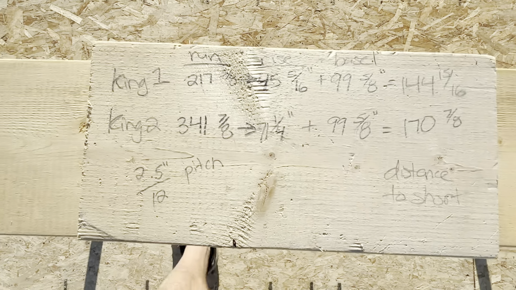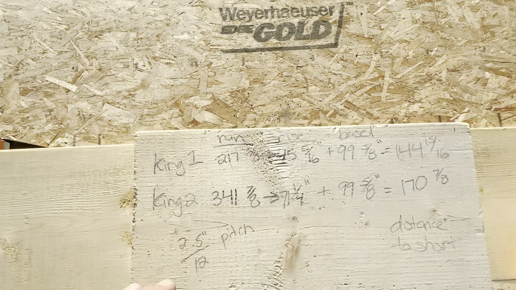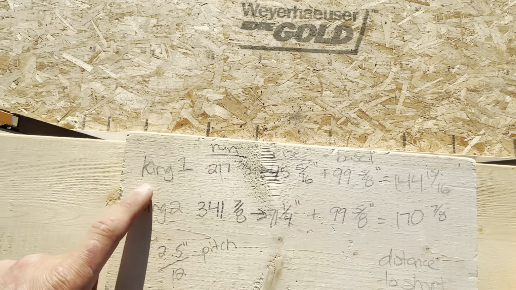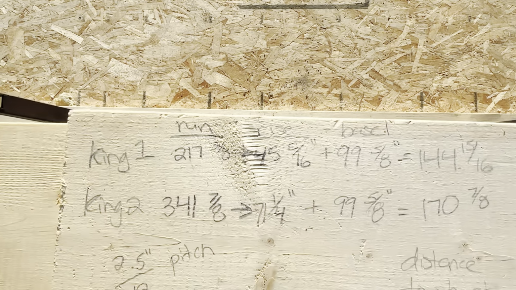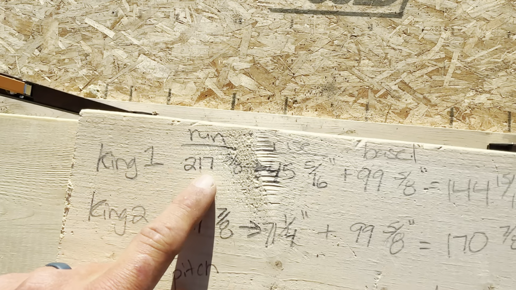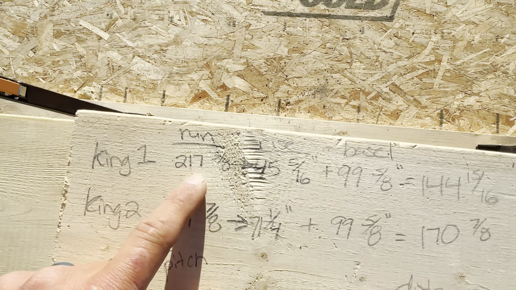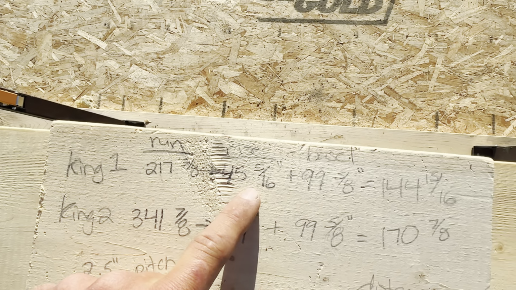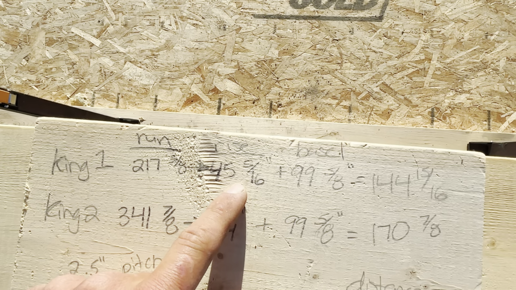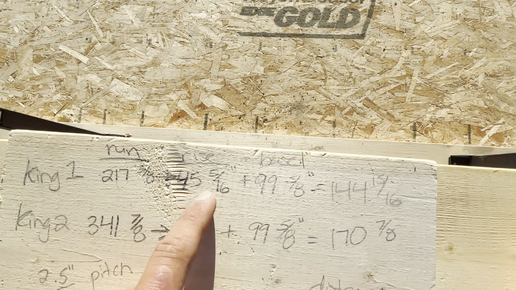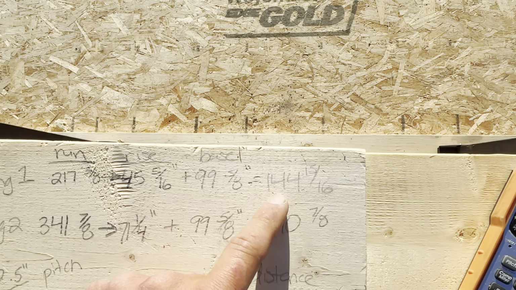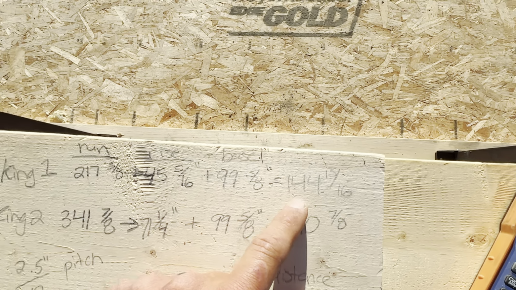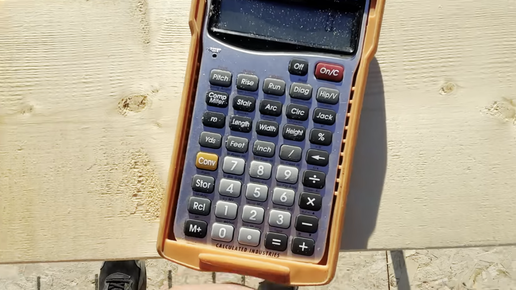All right, so building these rake walls, you need to figure out your kings, and they might not be on center. So to figure them out, basically you figure out your run. So how far you are away from your base. That can give you your rise. Off your rise, you add your base, which gives you your height of that king. So let me show you.